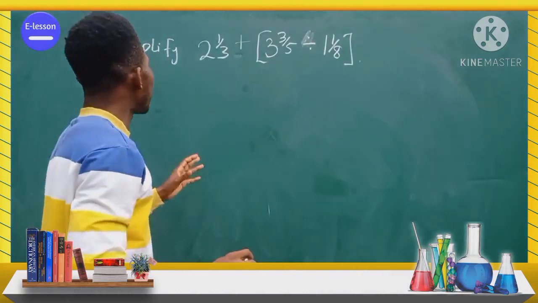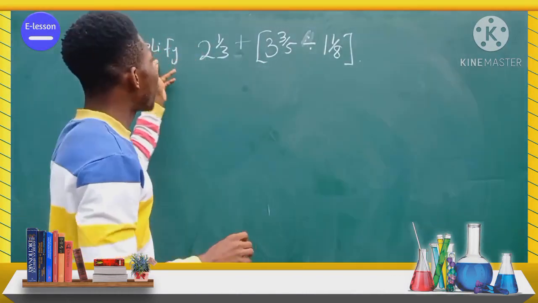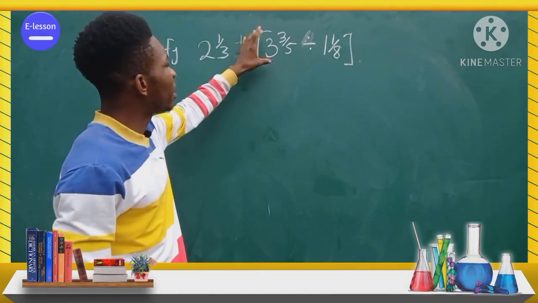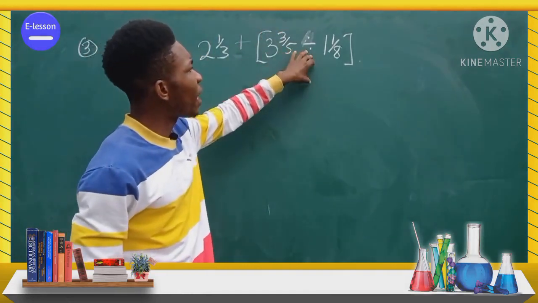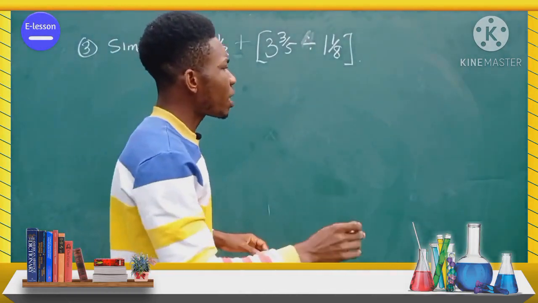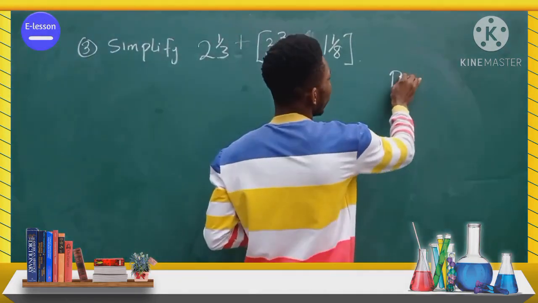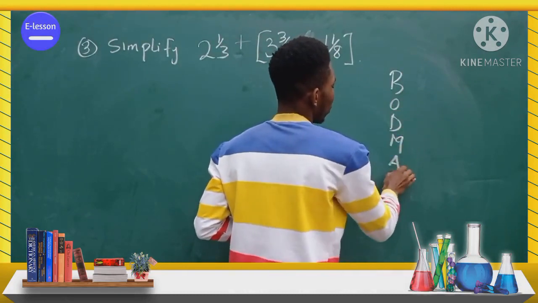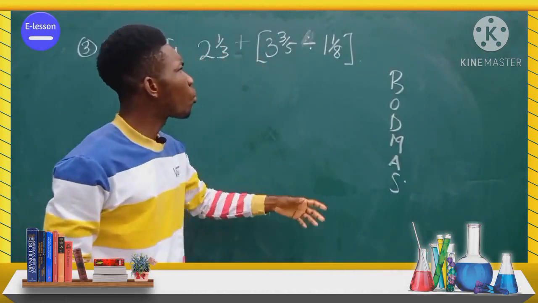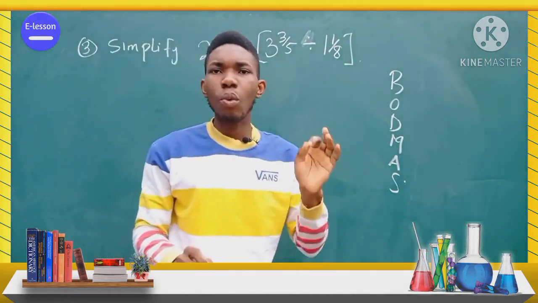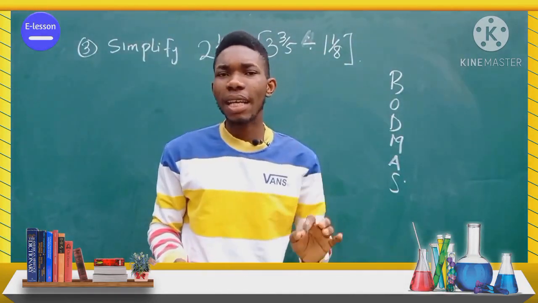We have our next question, which says simplify 2 whole number 1/3 plus bracket 3 whole number 3/5 divided by 1 whole number 1/8. Now in questions like this, you apply BODMAS. According to BODMAS, you work on what is inside the bracket first.